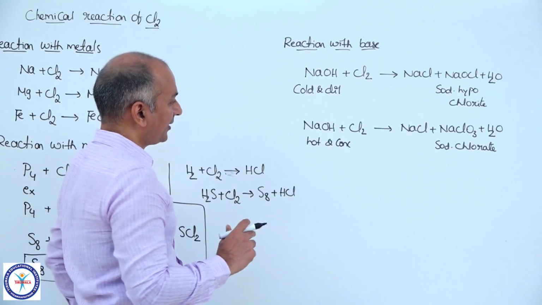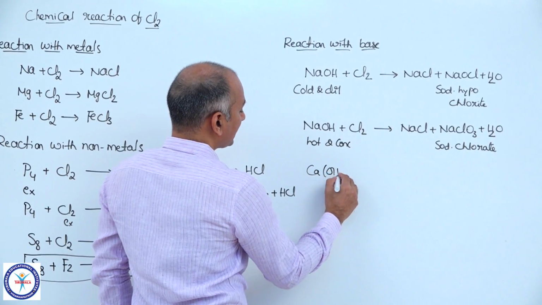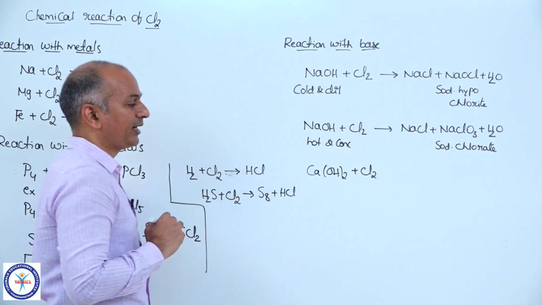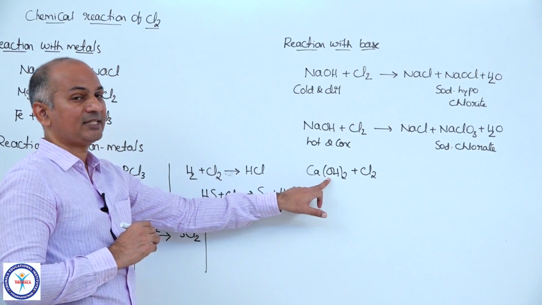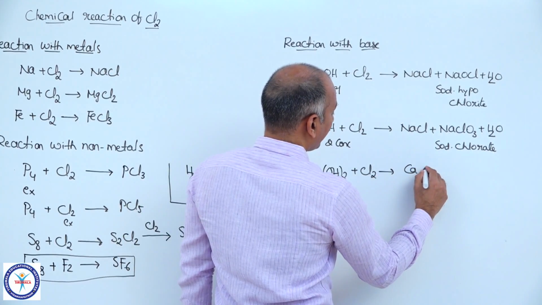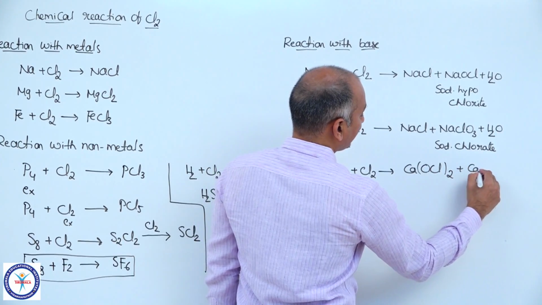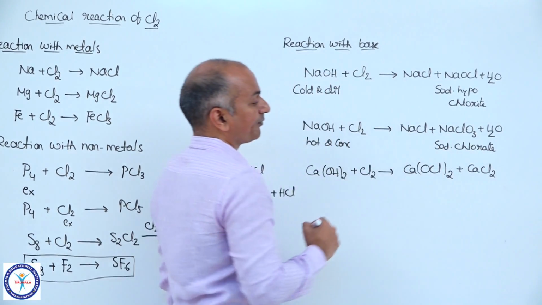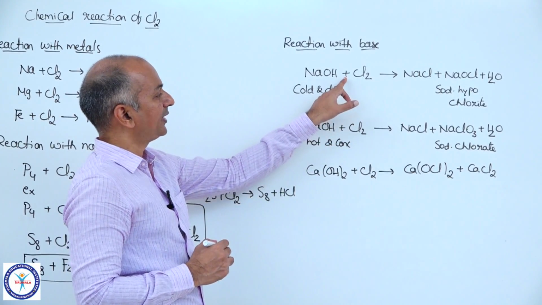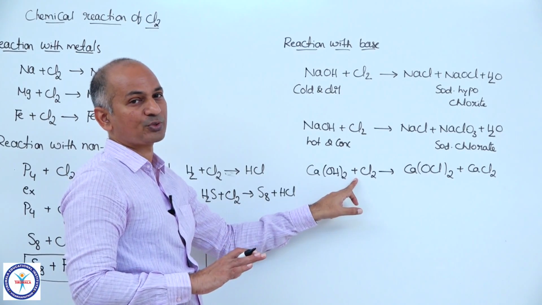Okay, and in another reaction, chlorine also reacts with Ca(OH)2. Chlorine reacts with slaked lime, Ca(OH)2, to give Ca(OCl)2 plus CaCl2. And all of this happens at room temperature. Please compare this reaction with the previous reaction. There is absolutely no difference between those two.